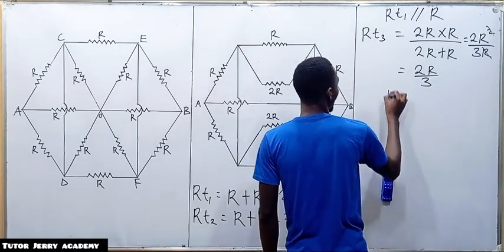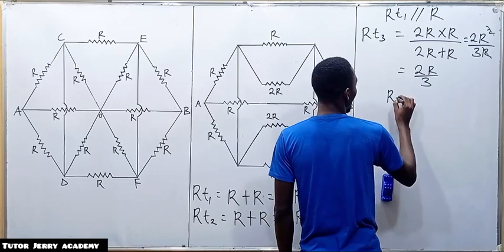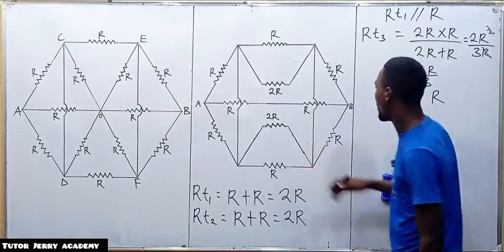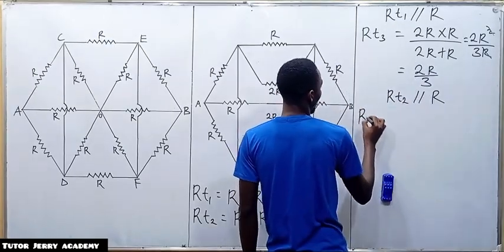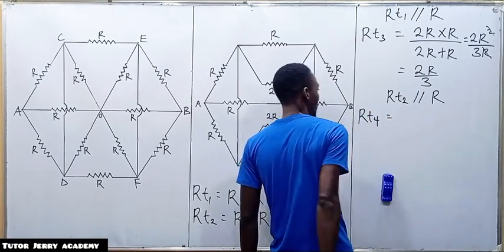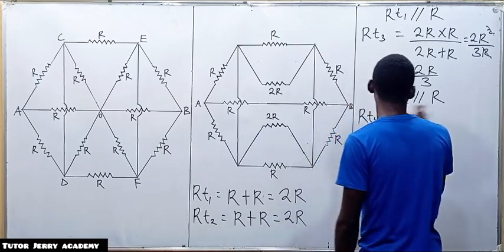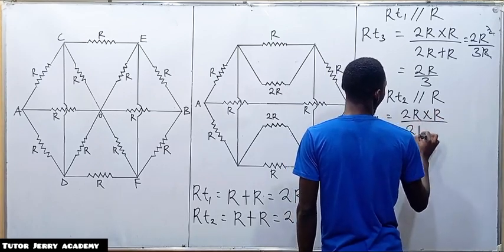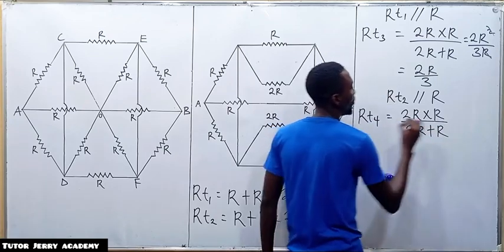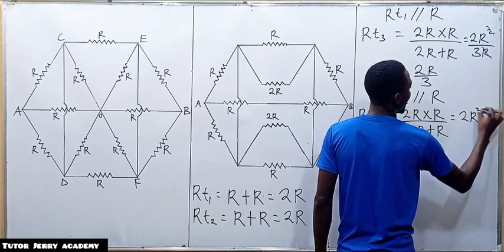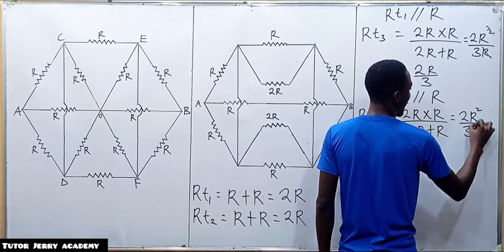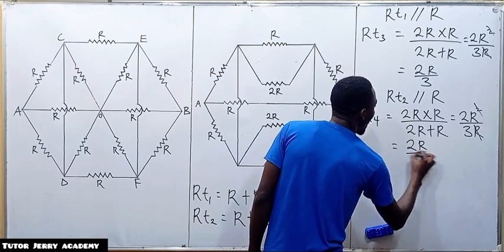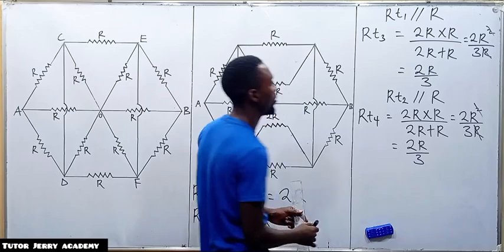Similarly, RT2 is parallel to R. This one is parallel to this. So let's call their resultant RT4. It is the equivalent resistance between these two. So it's going to be 2R multiplied by R all over 2R plus R, which is going to give us 2R squared all over 3R. R will cancel out R, and then we are going to have here the final answer to be 2R all over 3. All right, so that's what we have.